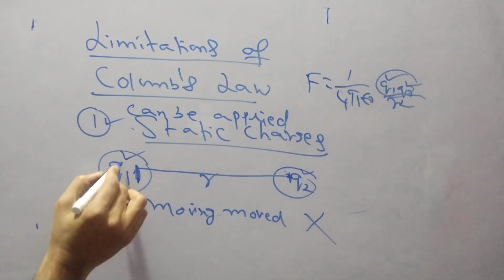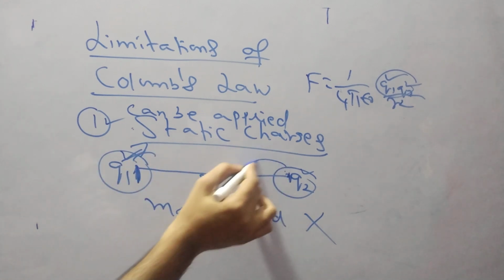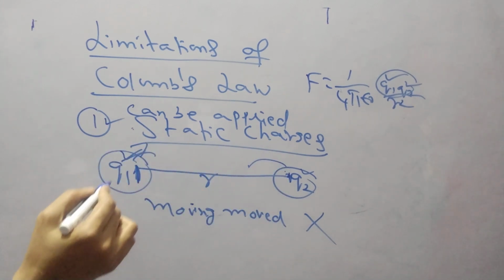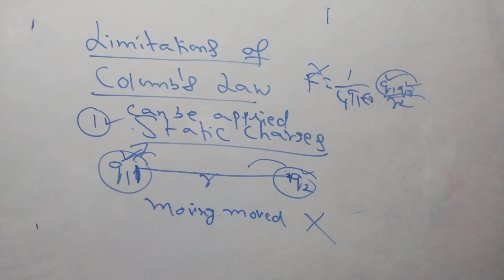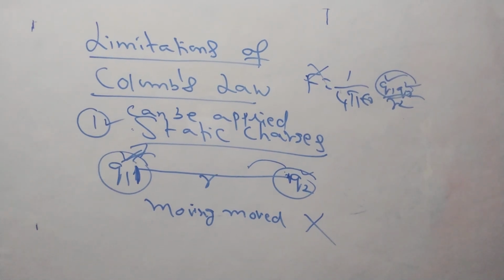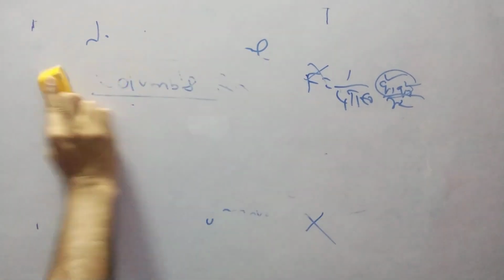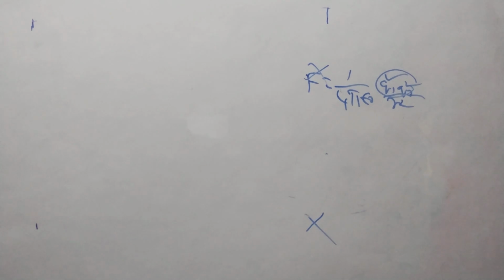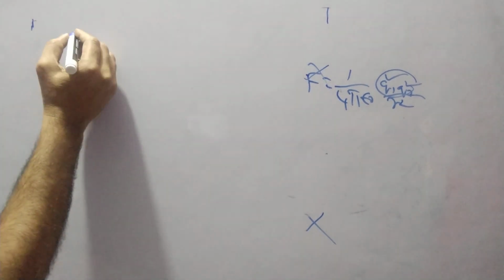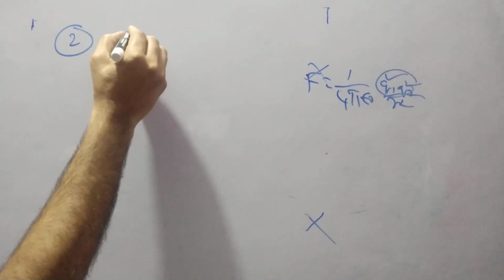If Q1 or Q2 is moving like this, you can't apply this Coulomb's law. This formula is invalid. So that is the first limitation. Your Coulomb's law is applied only for static charges, right? The second limitation is that the charges should not be separated by a long distance.